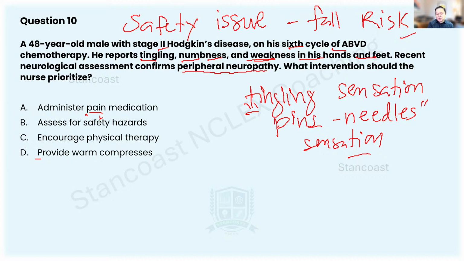Probably this patient also has unstable gait. We don't know. We don't have that information. What do you think could possibly happen in this patient if we don't prioritize our nursing intervention? This doesn't do it. This doesn't really maintain the safety of our patient. It can treat the pain, but will it promote safety to our patient?